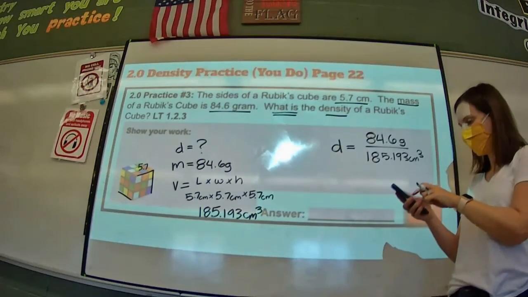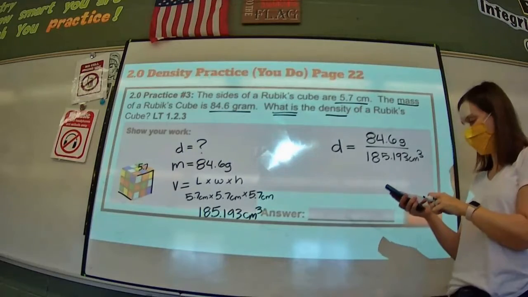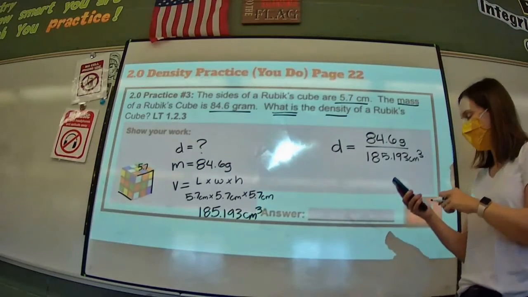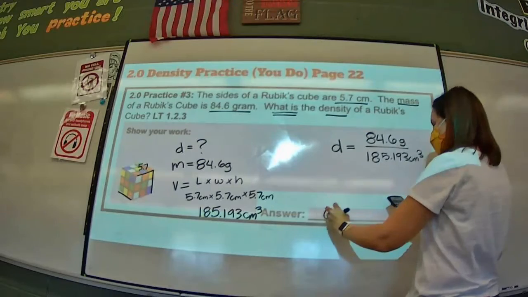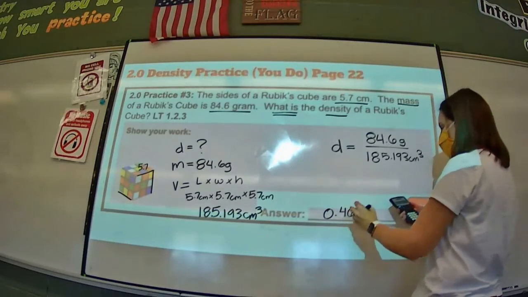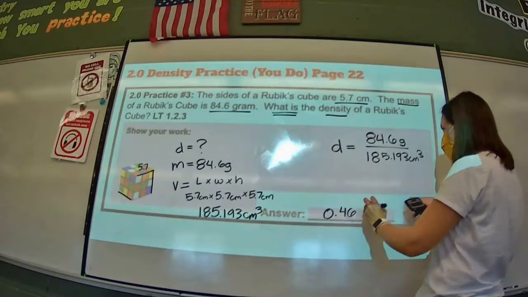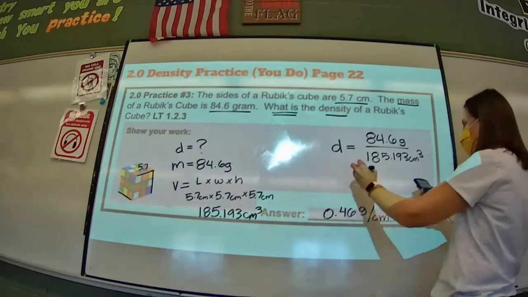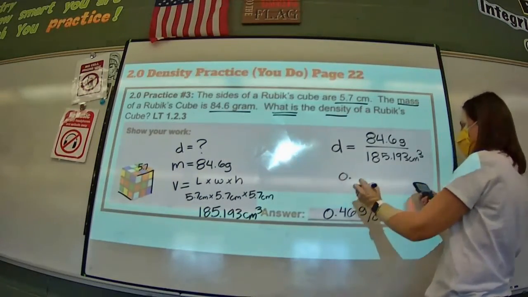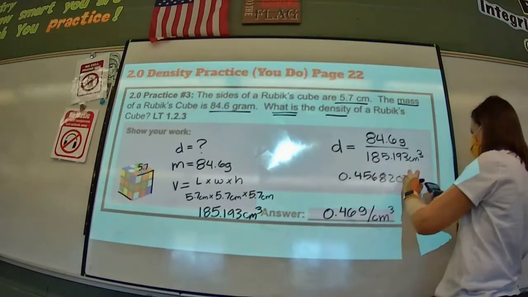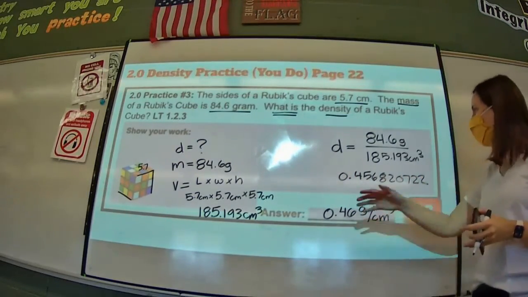Now we put that into my calculator, so I would take my 84.6 and divide it by 185.193, and I'm going to get 0.456, which would round to 0.46. And that's going to be grams divided by centimeters cubed, right? So my answer on my calculator is actually 0.456820722. We don't need all that junk.